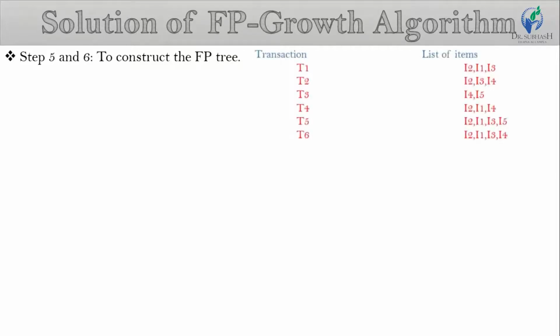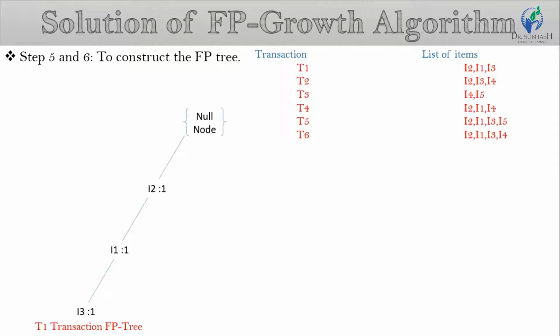Now see our original table. Based on that, we create an FP tree. For that, first we consider the root node. This is null. The first transaction is T1, which includes items I2, I1 and I3, where I2 is linked as a child to the root. I1 is linked to I2 and I3 is linked to I1.